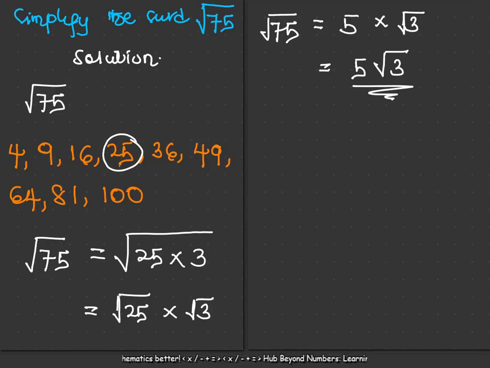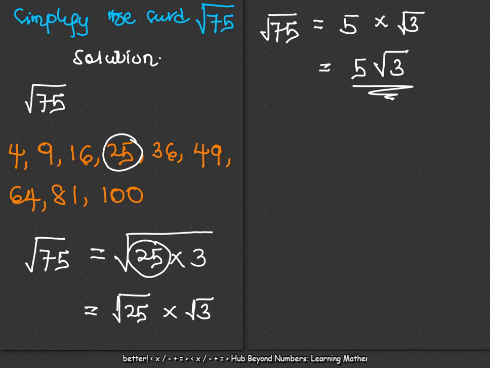With this, we realize that we had what? 25. 25 was that number. 25 times what gives us 75? So you come and write that here, under your expression or your radical sign.